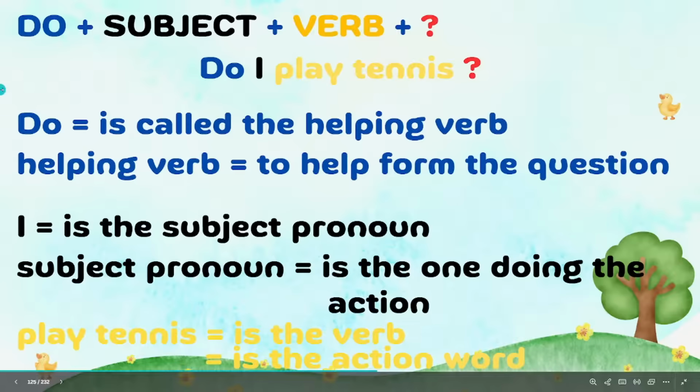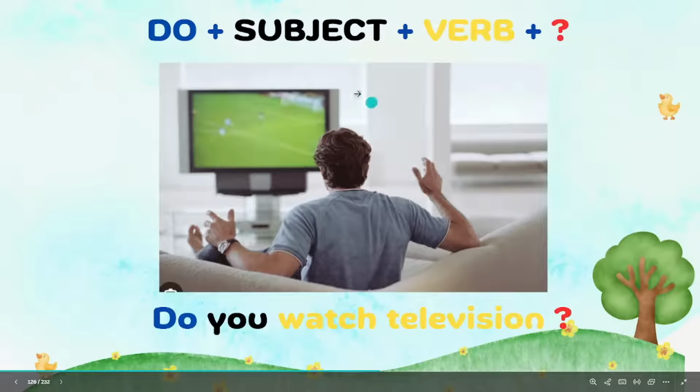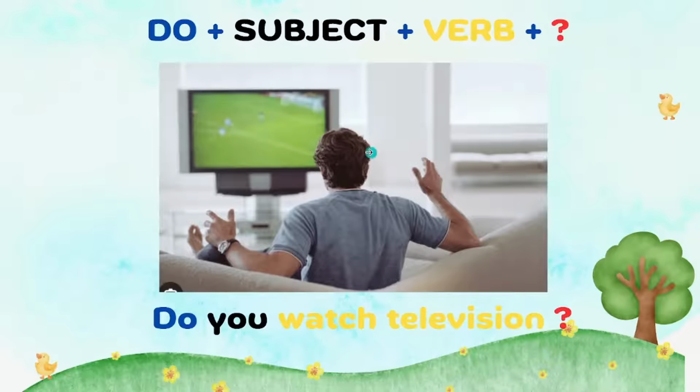Next. Okay, for further understanding, here is another example. As we can see in the picture, this man is watching television. By merely watching the television, it is already a verb, because there's already an action.